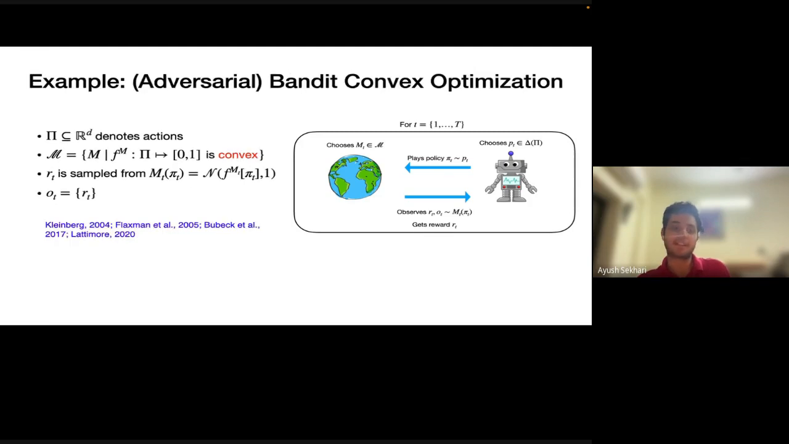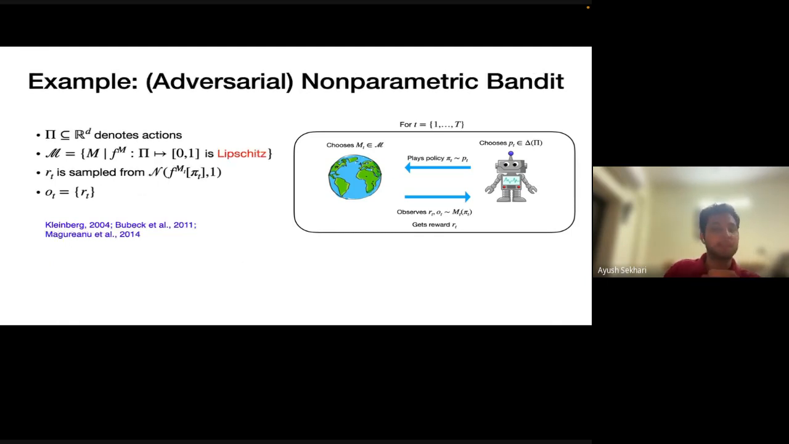And then we can keep on generalizing it. For example, this also captures the bandit convex optimization problem, where now the model class consists of functions whose expected mean is convex with respect to the policy pi. And furthermore, this also includes non-parametric bandits, where the expected mean is just assumed to be Lipschitz with respect to the underlying policy class.